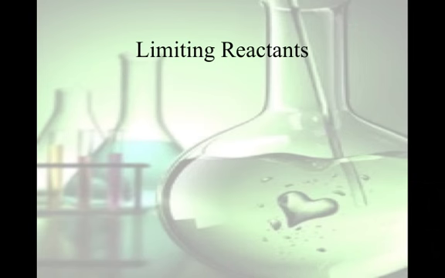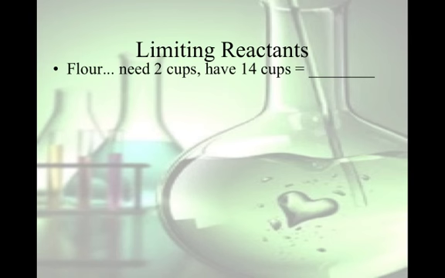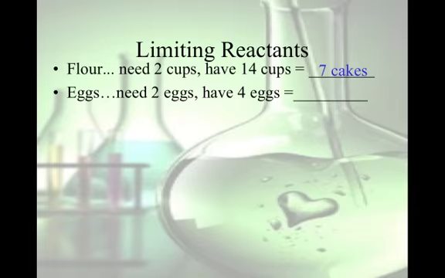So let's see how many cakes can be baked using the amount of stuff I've got in my kitchen. All right, so if I just look at what the flour will make, I need 2 cups, but we have 14 cups of flour. So how many cakes would that make? 7. 7 cakes. That part was easy. All right, let's try another one. We need 2 eggs for our recipe. We only have 4. Oh, 2. Yeah, we can make 2 cakes, right.